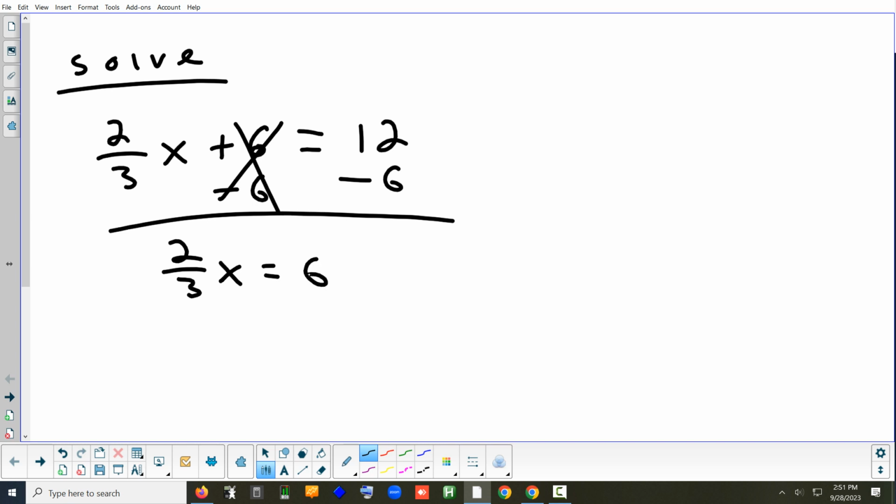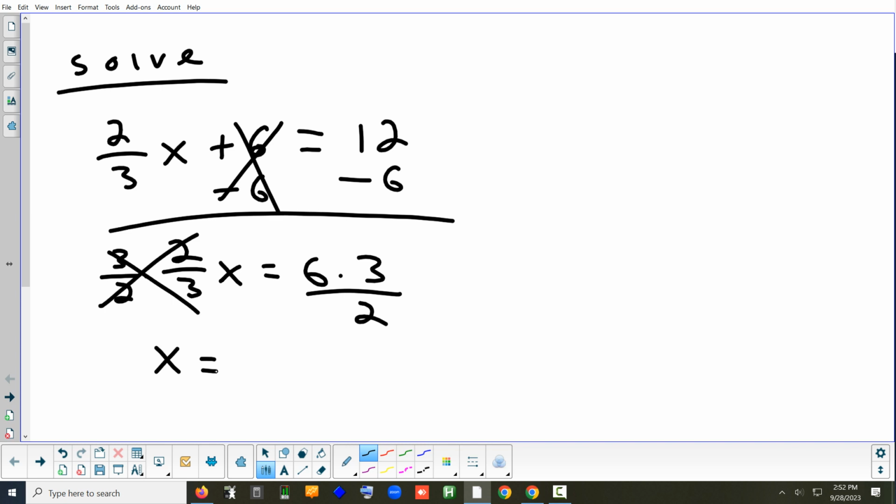6. Okay, so now we got to deal with the fraction in front of the variable. So what are we going to do on both sides to get rid of the 2/3? Yeah, you can divide each side by 2/3, which is the same as multiplying each side by 3/2. So we'll multiply by 3/2. When you multiply 3/2 times 2/3, you get 1. So that cancels out.